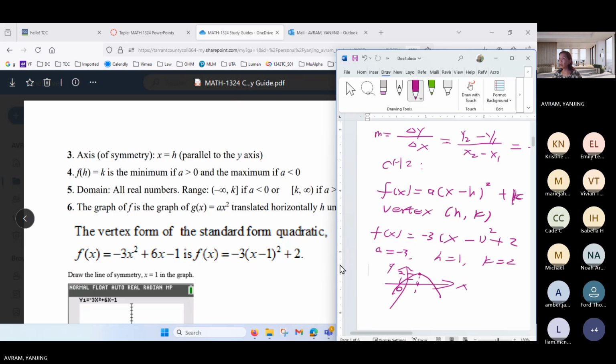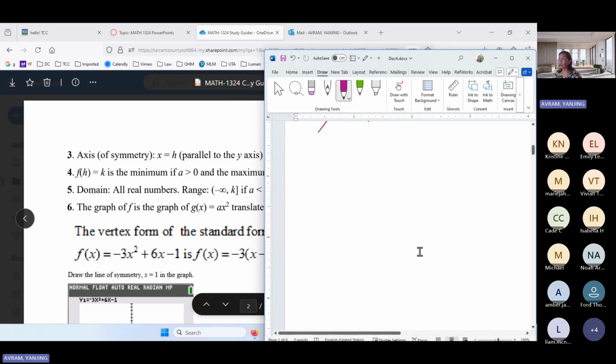Okay, and if you do not know how to convert this one into this one, I can show you very quickly. So if I have f of x, this one I want to take the negative 3 out. Okay, negative 3 out, so this will be x squared. 6x divided by negative 3, you're going to have a minus 2x. And then minus 1.